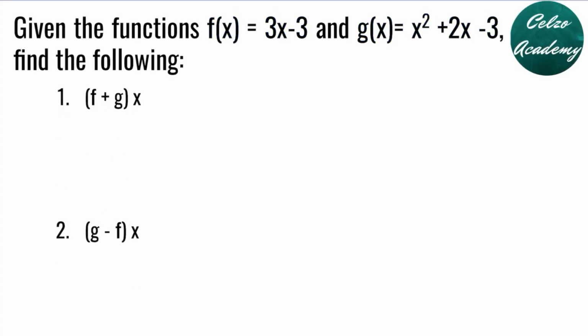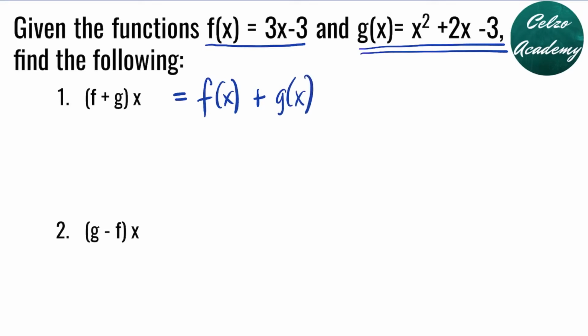For this problem, the first function f of x is equal to 3x minus 3, and the second function g of x is equal to x squared plus 2x minus 3. Question number 1. F plus g of x means we need to do f of x plus g of x. And we substitute f of x. Our f of x is 3x minus 3. Our g of x, x squared plus 2x minus 3, so we just substitute it.